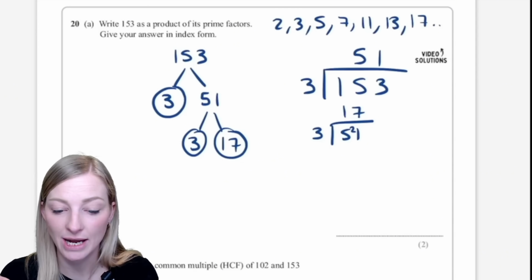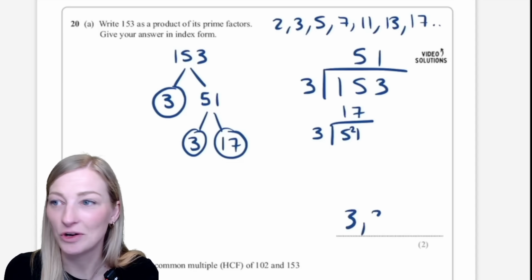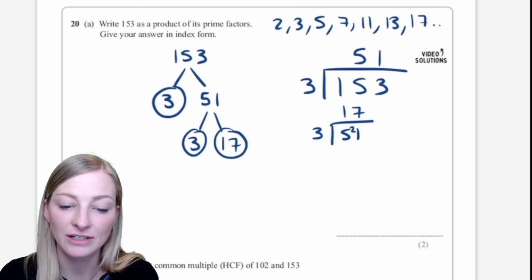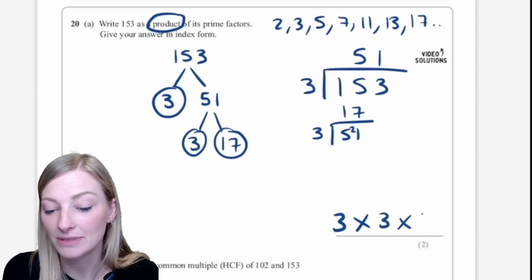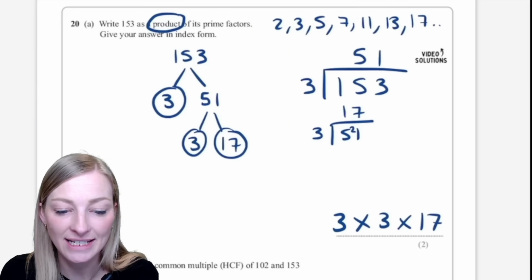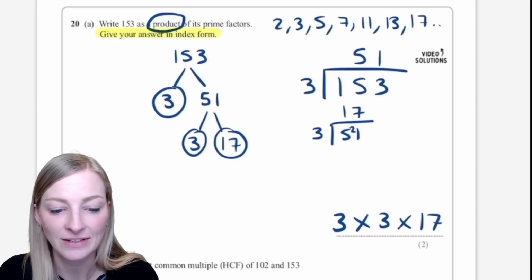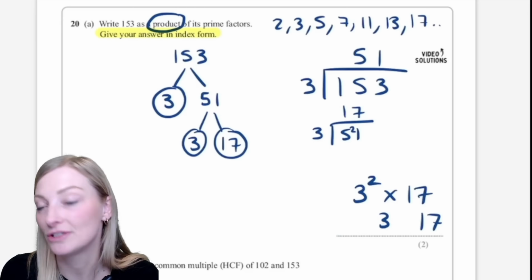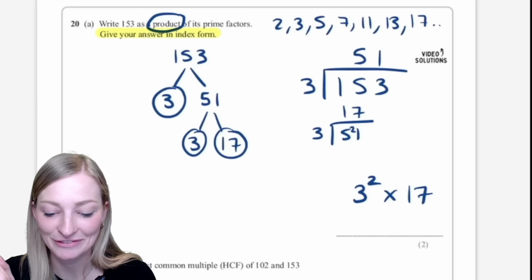Once you've completed your tree, don't put commas in between. I see it so often, this, 3, 3, no, don't do it, right? It is the product of their prime factors, and product means to multiply. So 3 times 17, except I said, give your answer in index form. So that would be 3 squared times 17. The index form means to use the indices. There we go. 3 squared times 17 would be your final answer.